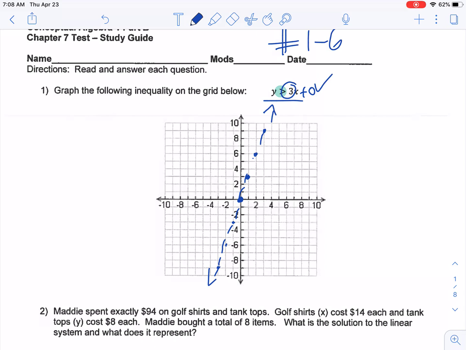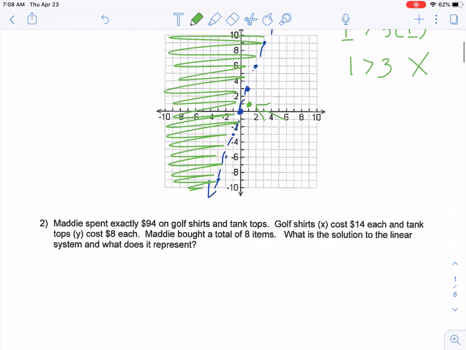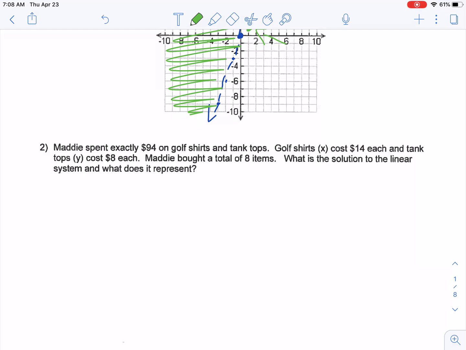I cannot use 0, 0 since the line goes through it. So let's choose maybe 1, 1. It's my next best guess, or next best test point. So I'm going to plug 1 in for y. 1 is greater than 3 times 1 in for x. 1 is greater than 3. True? No, it's not true, which means this point is not part of the solutions. All my solutions lie on this side. That's your shaded region.